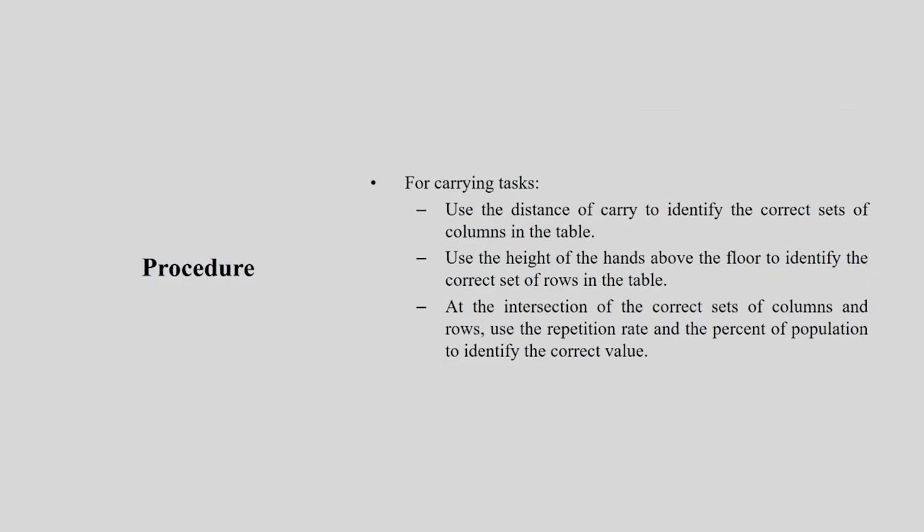Okay. Now, for carrying, what is the procedure? Use the distance of carry to identify the correct set of columns in the table. Use the height of the hands above the floor to identify the correct set of rows in the table. At the intersection of the correct sets of columns and rows, use the repetition rate and the percent of population to identify the correct value. Very similar as we did for lifting, lowering, pulling and pushing.